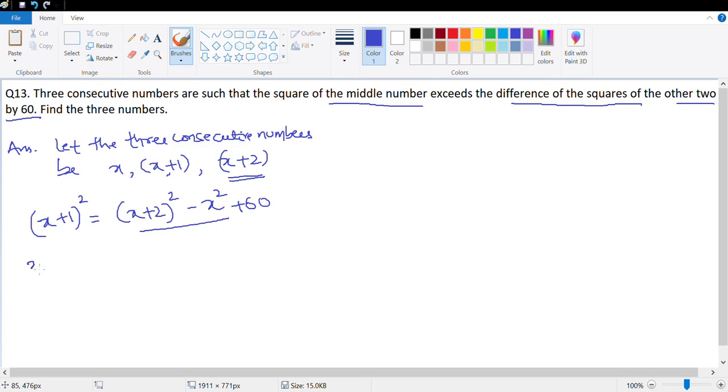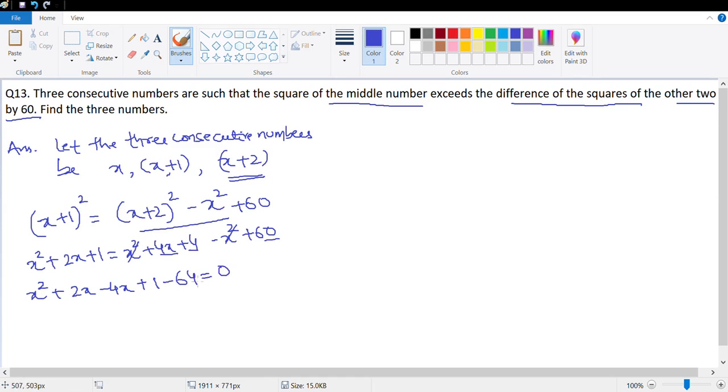Let's look at this. So this would be x square plus 2x plus 1 is equal to x square plus 4x plus 4 minus x square plus 60. The negative x square and x square get cancelled. So we have x square plus 2x, and when this 4x goes here it becomes negative, plus 1, and we have 4 and 60, that's 64, minus 64 is equal to 0. So this becomes x square minus 2x minus 63 is equal to 0.